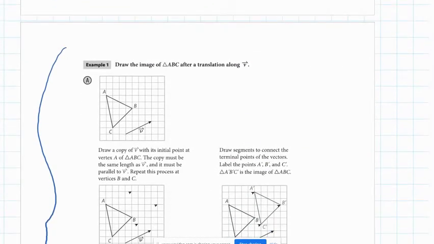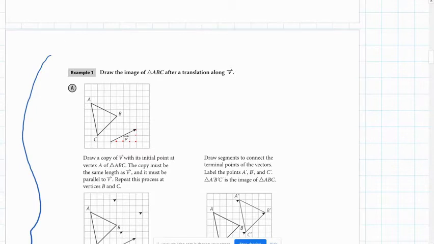In example 1, we're expected to transform triangle ABC by using this translation vector v. Vector v goes 1, 2, 3, 4 to the right and up 2. If we make some copies of that and move them, or on your paper, you obviously can't do that if you're working in pencil and paper, but you can still count over 4 and up 2, and that's going to give us our new location for C. So C prime is going to be here.